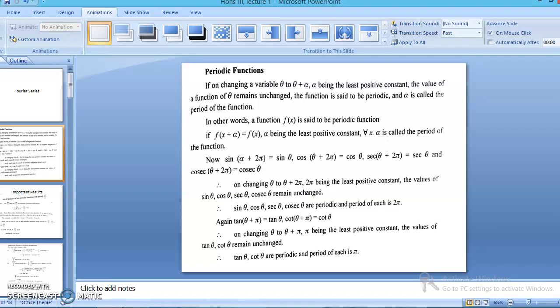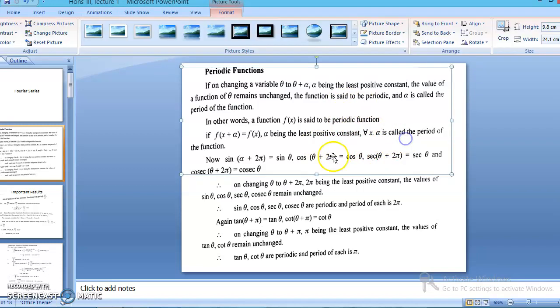What is a periodic function? When we change the variable of the function from theta to theta plus alpha and the value of the function remains unchanged, then we say that the function is periodic and its period is alpha. For example, we have a function f(x). If f(x plus alpha) is equal to f(x), where alpha is the least positive constant, then the function is called a periodic function and alpha is its period.